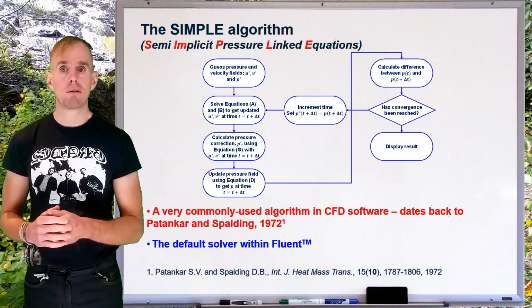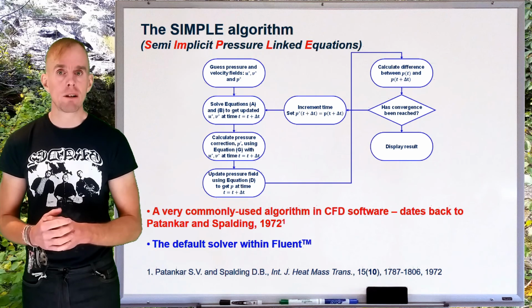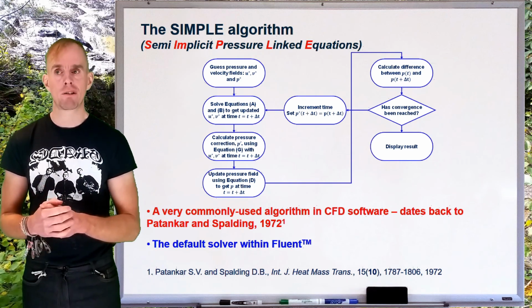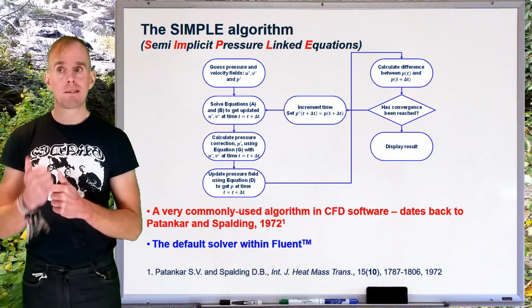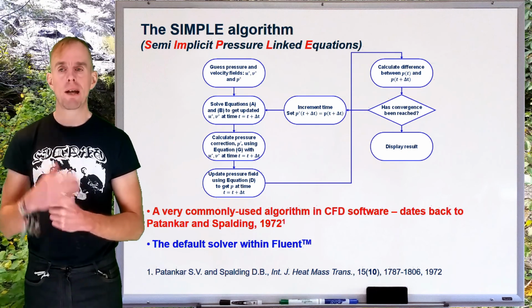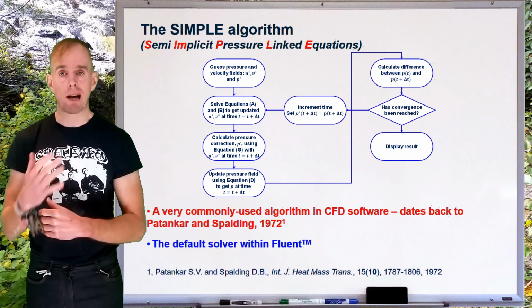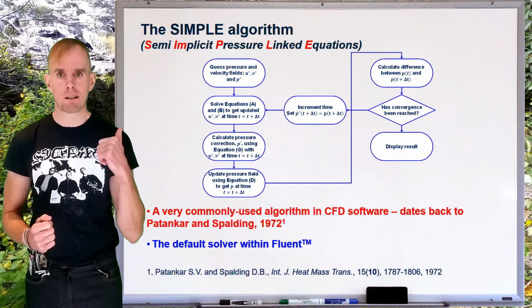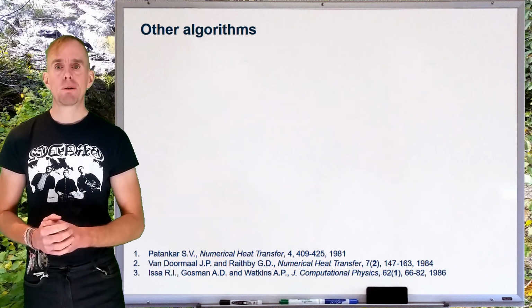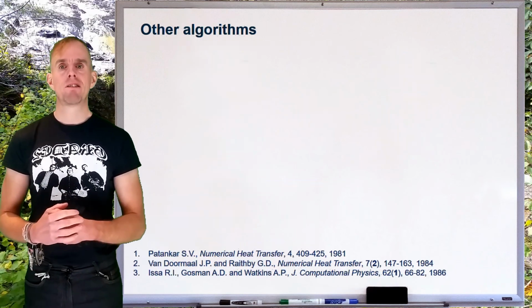It dates back to a publication from Patankar and Spalding in 1972, and I've put the reference there on the whiteboard for you to have a look at if you're interested. And this simple algorithm is the default solver within Fluent. So whenever you hit solve, if you haven't changed any options, this is the algorithm that will be solving your problem. Now, of course, the simple algorithm is by no means the only algorithm.